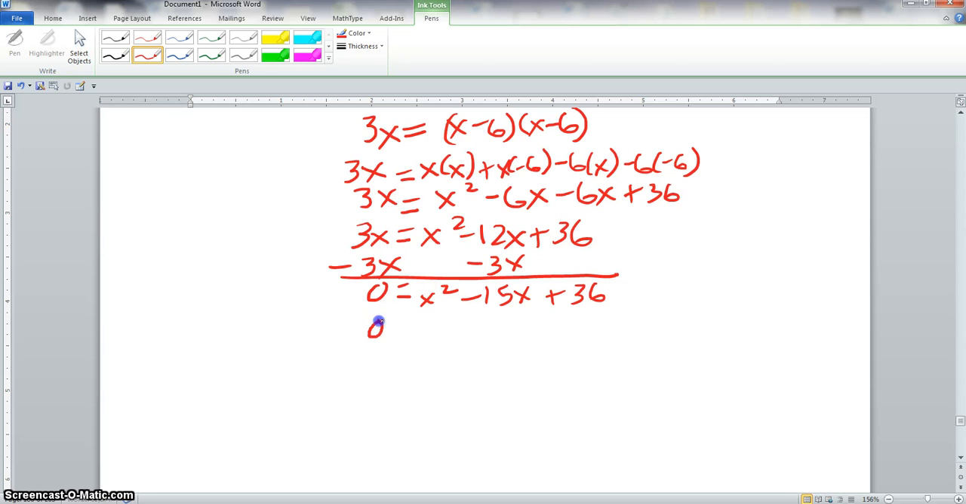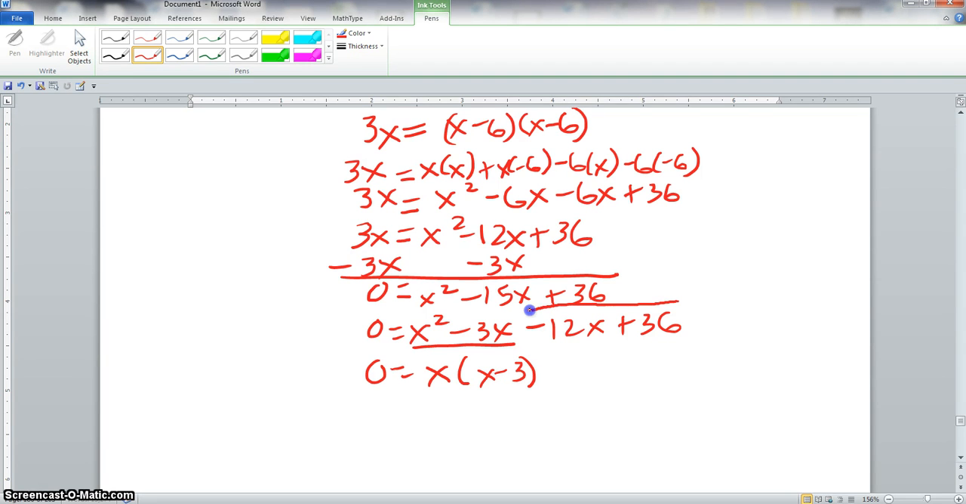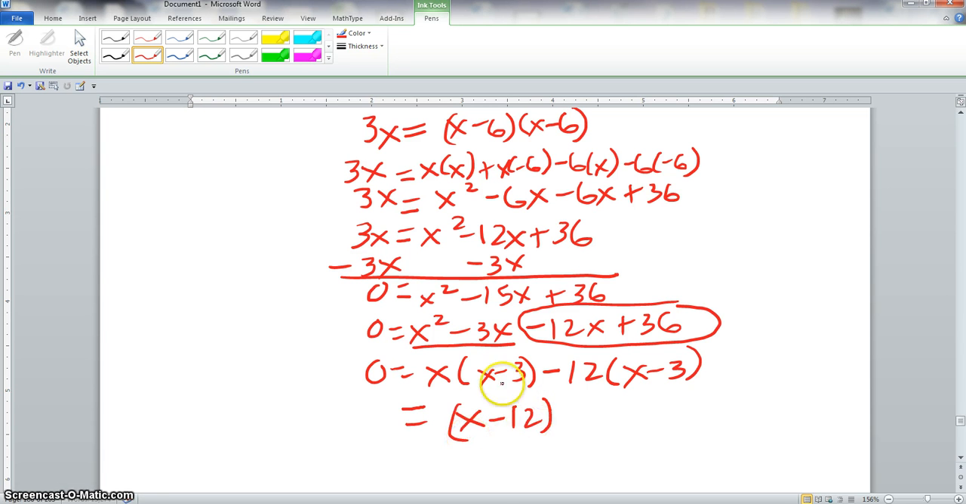So we would have 0 is equal to x squared minus 3x minus 12x plus 36. 0 is equal to, we group the first two terms, we can factor out an x, and we will have x minus 3. We group the second two terms. Because this lead term here is negative, whatever we factor out has to be negative. So we'll factor out a negative 12, and that'll leave us x minus 3. So now in one parenthesis, we have everything on the outside, which would be x minus 12.